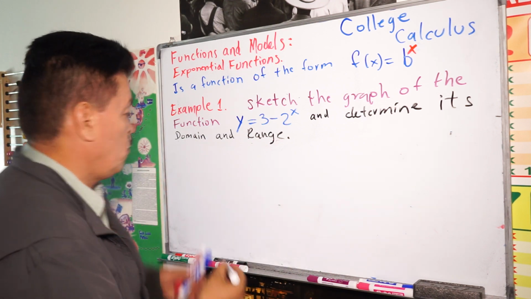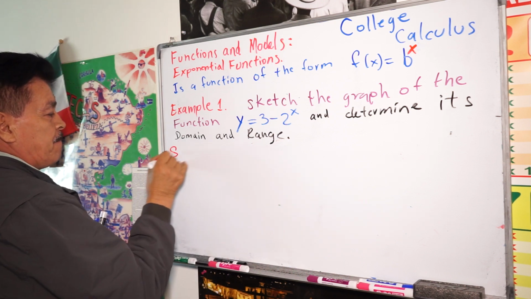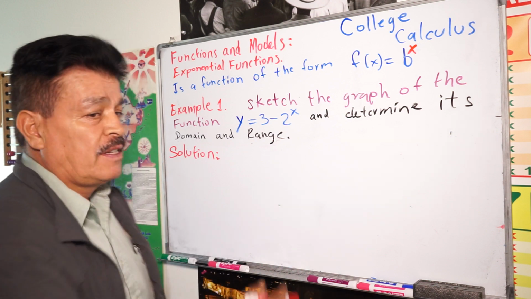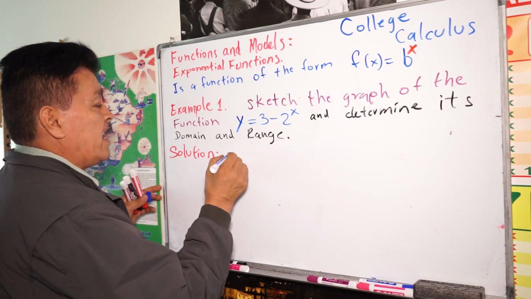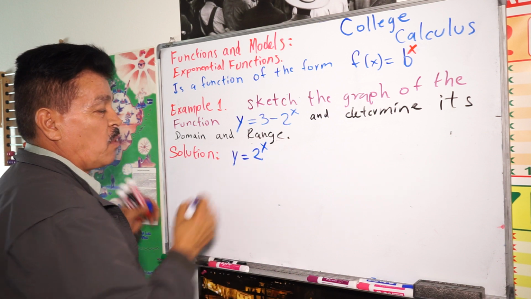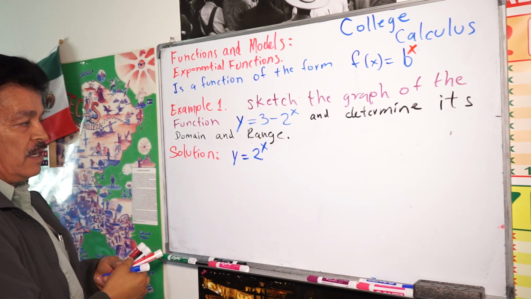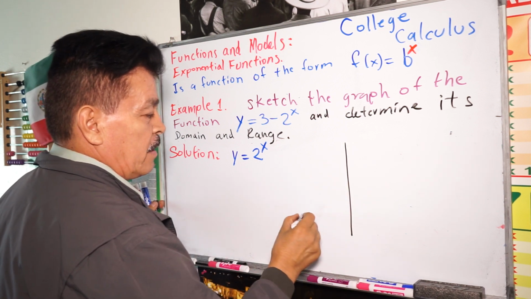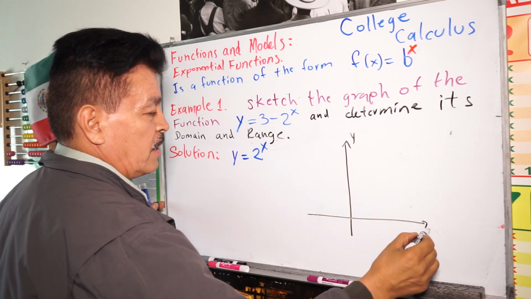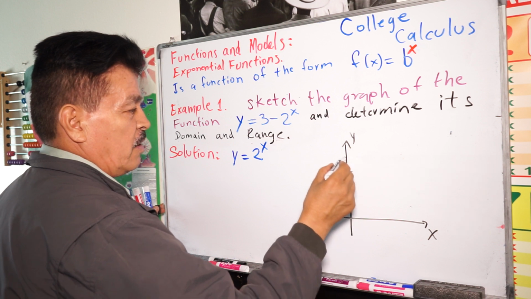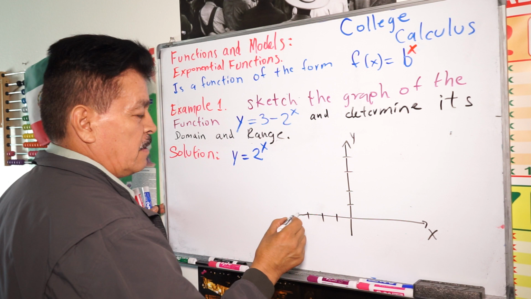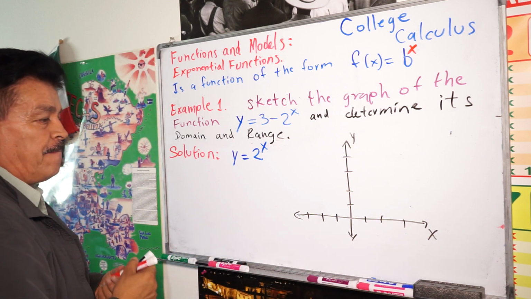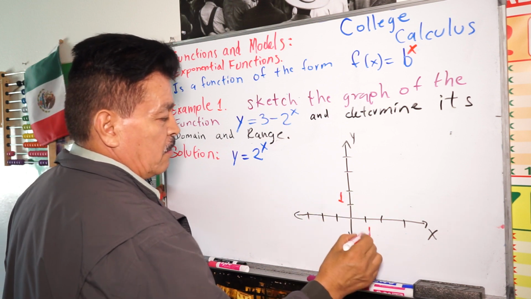First, let me write the solution. The solution here is, first, we have to reflect the graph. Reflect the graph of y equals 2 to the x power, right? So let me do the graph. I'm going to solve the problem step by step. Let's see, this is y, this is x, with marks 1, 2, 3, 4 like that.